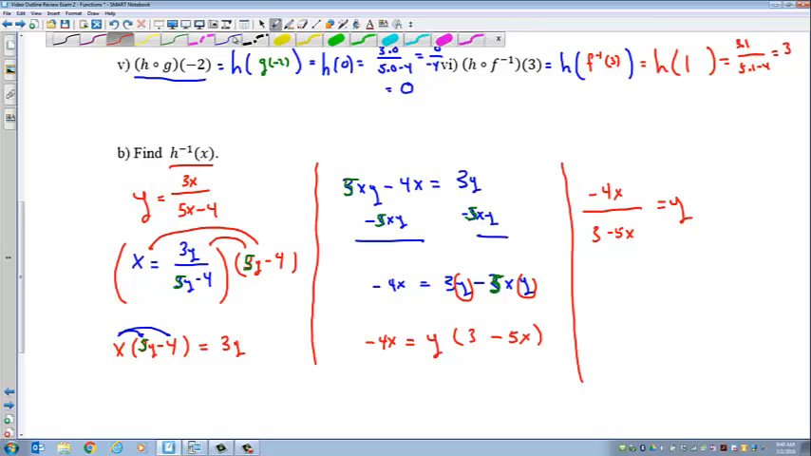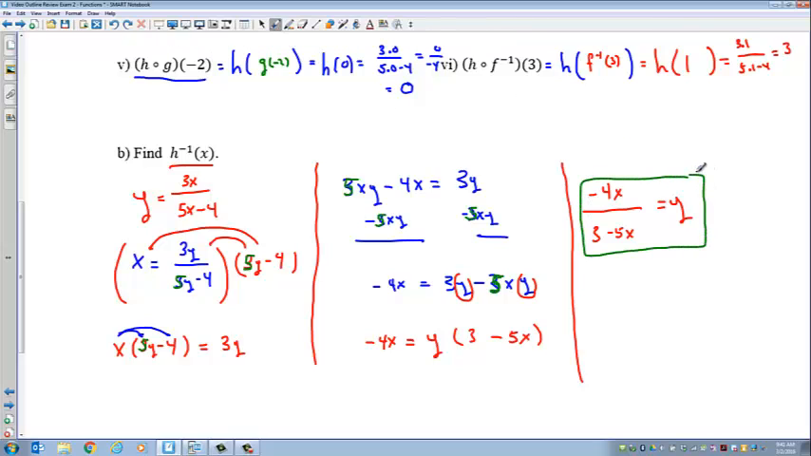And that is a fine answer. You can leave it like this. You could also rewrite this. Instead of writing y, you could write h inverse of x equal to negative 4x over 3 minus 5x. That's also a good answer.